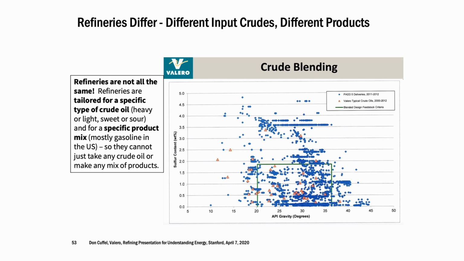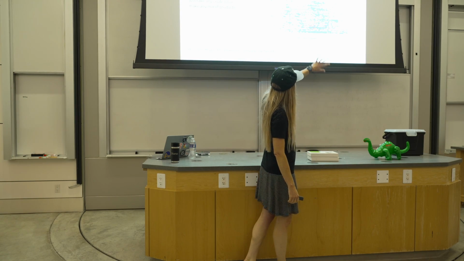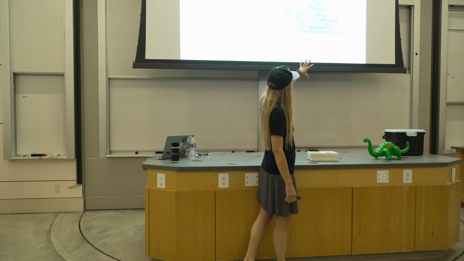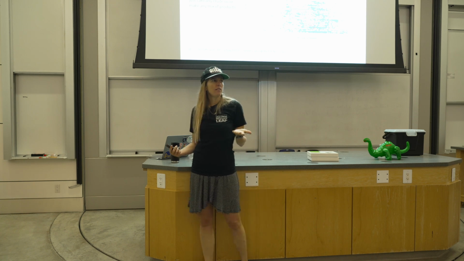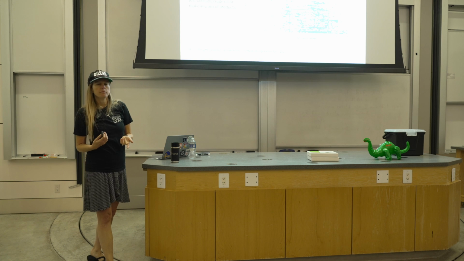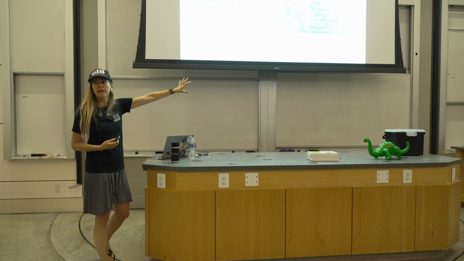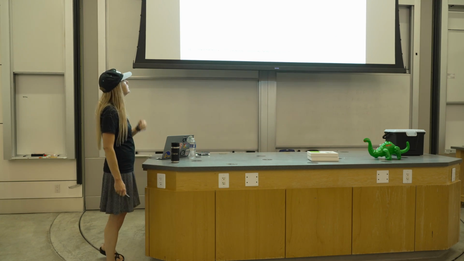That green box is the range of API and the range of sulfur content that they can process at their refinery. And so what they do is, this is what they're buying, they buy all these different crude oils and they blend them so that they fit in that box. So you can change a refinery in terms of what it processes, but it takes a lot of capital investment. And so typically they try to stay right within their box. That's the kind of crude oil that they can process.